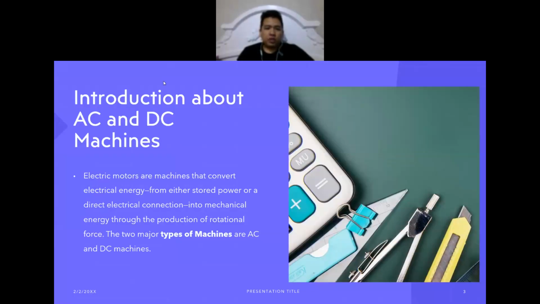Okay, first of all, introduction about AC and DC machines. Electric motors are machines that convert electrical energy from either stored power or a direct electrical connection into mechanical energy through the production of rotational force. The two major types of machines are AC and DC machines.